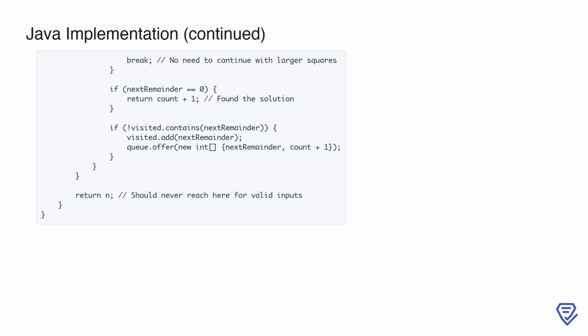If the remainder becomes 0 after subtracting a square, it means we've found a solution, so we return the count plus 1, as we used one more square. Otherwise, if the new remainder hasn't been visited yet, we add it to the visited set and enqueue it with the updated count of squares used. This process ensures we explore all possible combinations while avoiding redundant calculations. If the queue is exhausted without finding a solution, we return n, although this scenario shouldn't occur for valid inputs since every number can be represented as a sum of perfect squares. This completes the BFS-based approach to solving the problem.